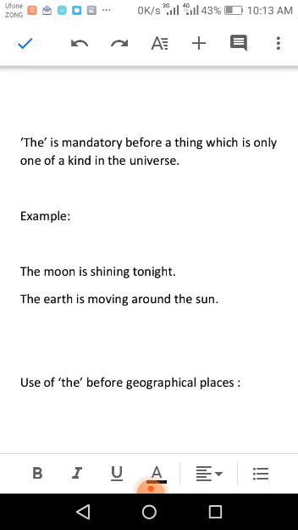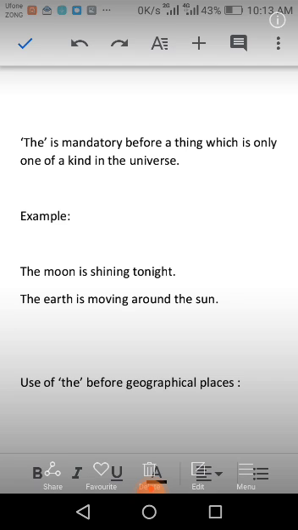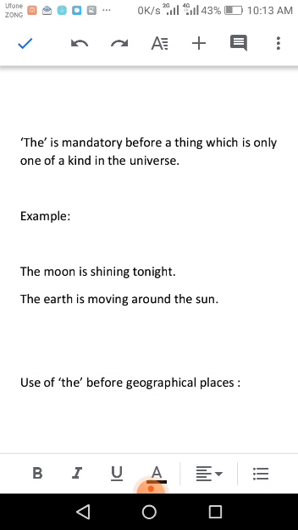When you're talking about such a kind of adjective, which tells you about one and only, then you would place the. It's a specific kind of noun which does not have any parallel in the world. See, there is no other earth than ours, so we'll say the earth. There is no other moon that we see in the sky. That's the reason we say the sun, the moon. Okay, so the is important to place before a thing which is one and only in the whole world.